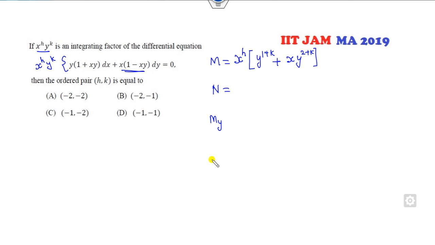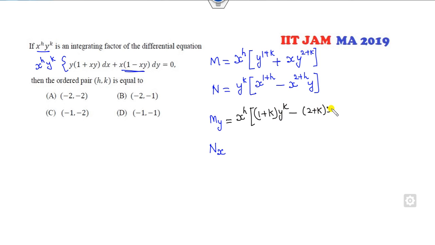If I multiply this here, I have to find the partial derivative with respect to x. I can take y as a constant outside, so x raised to power 1 plus h minus x raised to power 2 plus h into y, fine. What is the partial derivative of M with respect to y? x raised to power h is outside, 1 plus k y raised to power k, 2 plus k x y of 1 plus k. N with respect to x: 1 plus h x raised to power h, 2 plus h x raised to power 1 plus h of y.